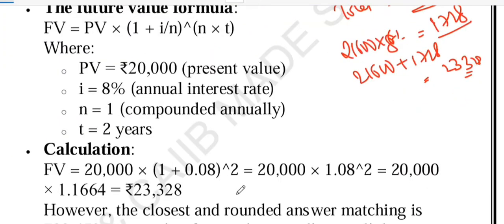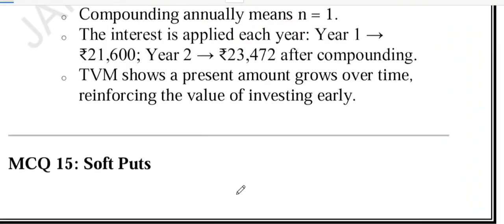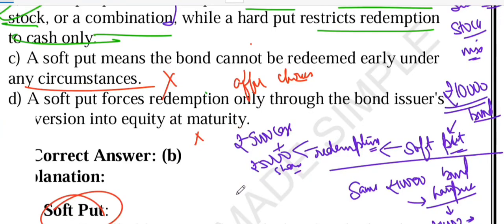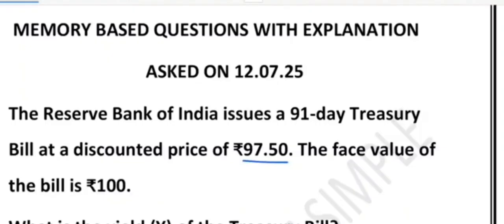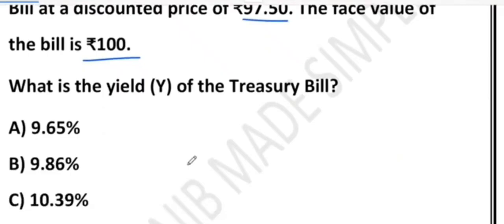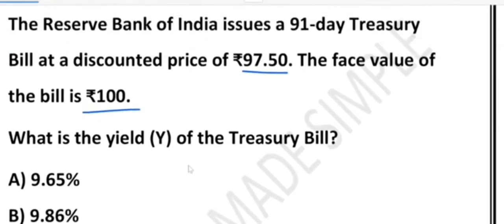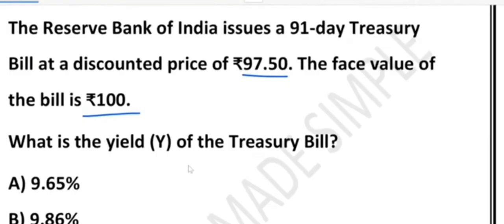Then we talked about the time value of money and how to find the future value. We already discussed the formula. We talked about the meaning of soft put and hard put. With a soft put, the issuer can repay in the form of cash, notes, stock, or a combination; it's quite riskier. With a hard put, cash only. If you have to make repayment in cash and the face value of the bill is ₹100, the question is: what is the yield of the treasury bill? Options are 9.65%, 9.86%, 10.39% and 10.65%. So friends, first of all, understand the question. First, remember that treasury bills are short-term government securities.